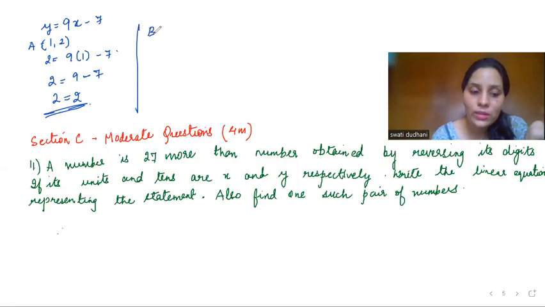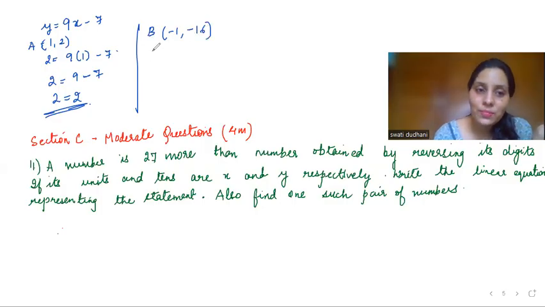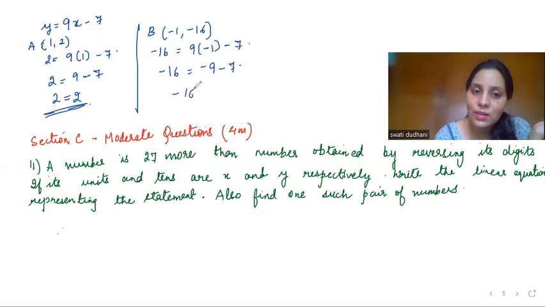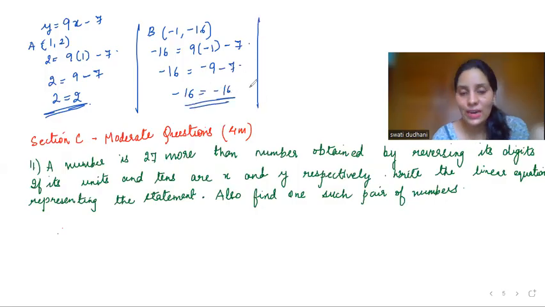Now next, point B is (minus 1, minus 16). Let us substitute. y is minus 16 equal to 9 into minus 1 minus 7. So minus 16 equal to 9 into minus 1 is minus 9, minus 7. So here again we get left side equal to right side.